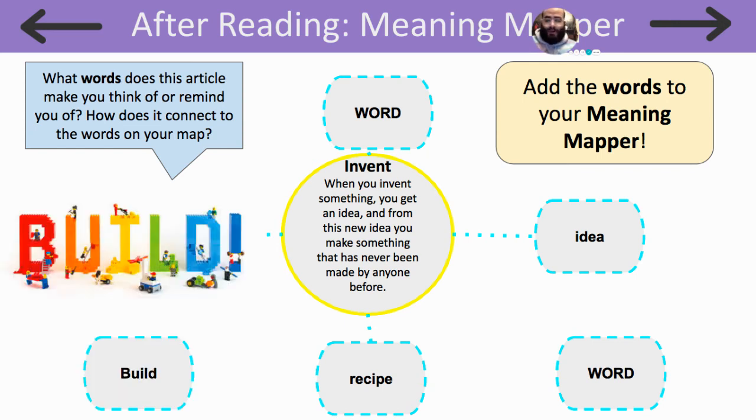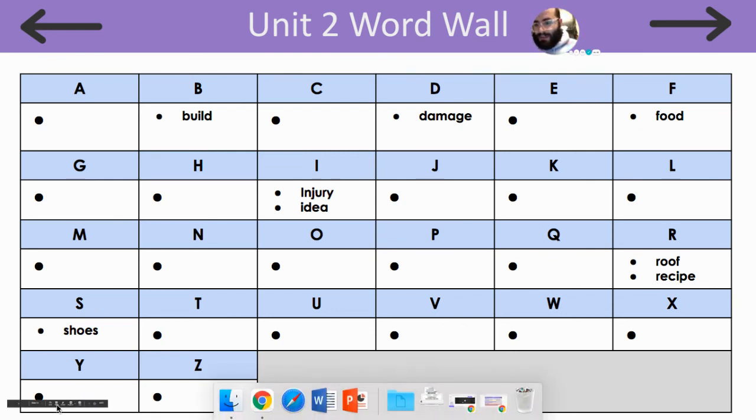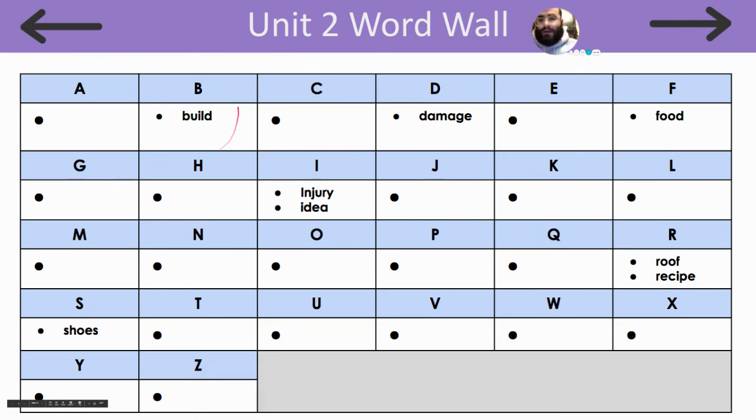I chose the word build because when you invent something, you have to build it. Like people had to build the first bikes or how people had to build the first telephone. So when you invent something, you have to build it and create it and bring it into being. Now, the last thing I want you guys to do is to add the word build to our word wall, which I added up here under B.